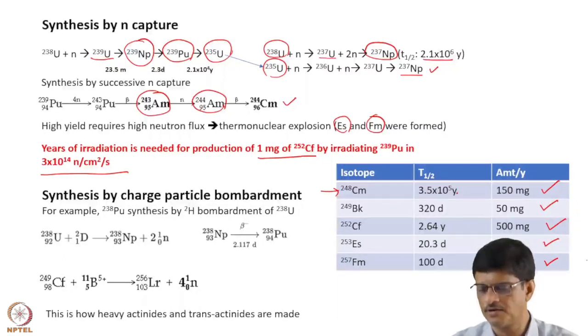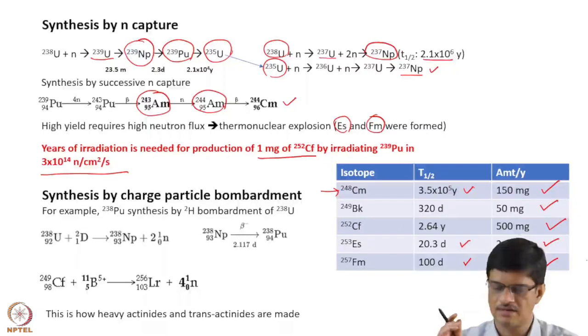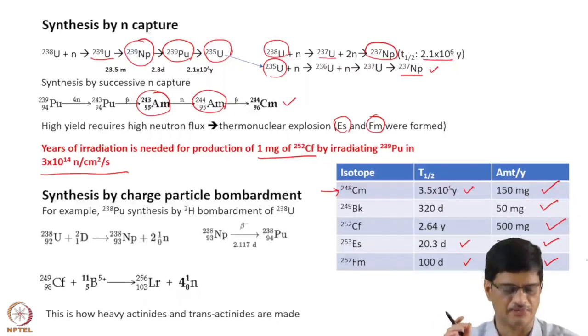For curium-248, it was 10^5 years, whereas for einsteinium, it is only 20 days, and for fermium, it is only 100 days. So that is how the heavier actinides decay, and the amount is also less because of the very low neutron capture cross sections.